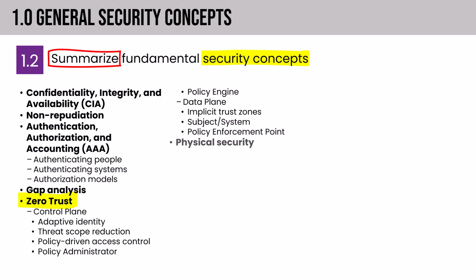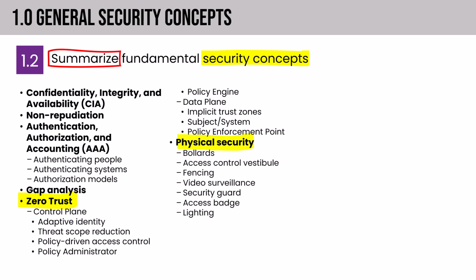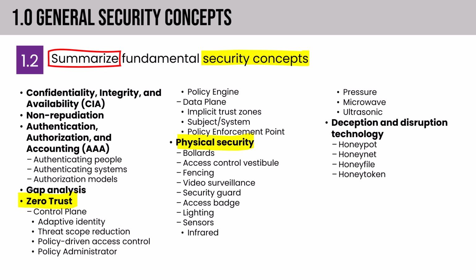We'll dive into the elements of physical security, touching on bollards, access control vestibules, fencing, lighting, guards, cameras, and we'll touch on 4 types of sensors. Even if you've been around security for a while, those may not all be clear to you, so we'll dive deep on those. And we'll wrap up 1.2 with deception and disruption technology, the honeypot, honeynet, and supporting components.